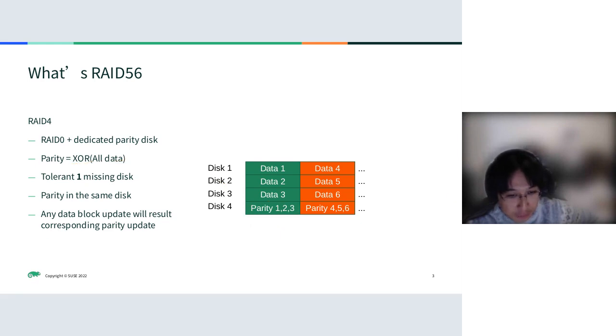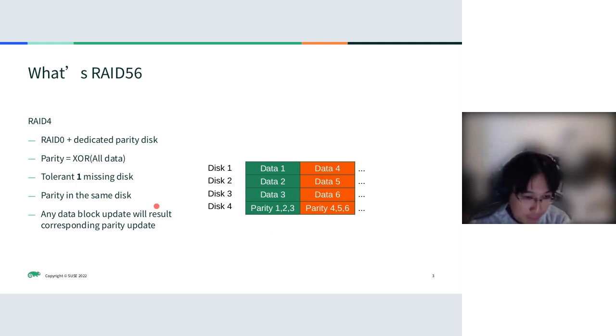And if you are just reading data, it's pretty simple. You ignore disk 4 completely and treat this like a RAID0. That is how we do reads normally. And when there is a disk lost, for example, disk 3 gets lost, it just gives up. Then if you want to read data 3, you XOR data 1, data 2, and parity, you will get data 3 because this is XOR. So in short, it can tolerate one missing disk.